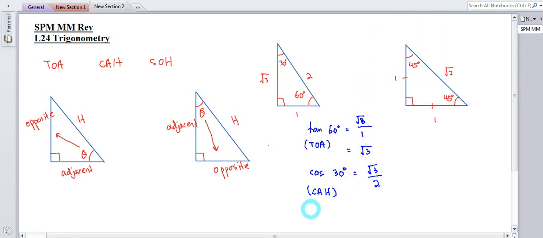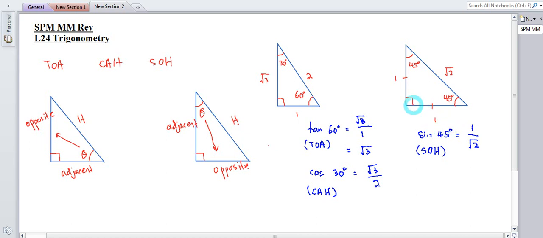So if now I want to find, let's say, sine 45 degree, in this right angle triangle we don't have 45 degree, so we need to use this one. Sine is SOH, right? So opposite, I can use this one or this one, you will get the same answer because both are 45 degree. So sine 45 degree equals opposite divided by the hypotenuse, square root of 2.